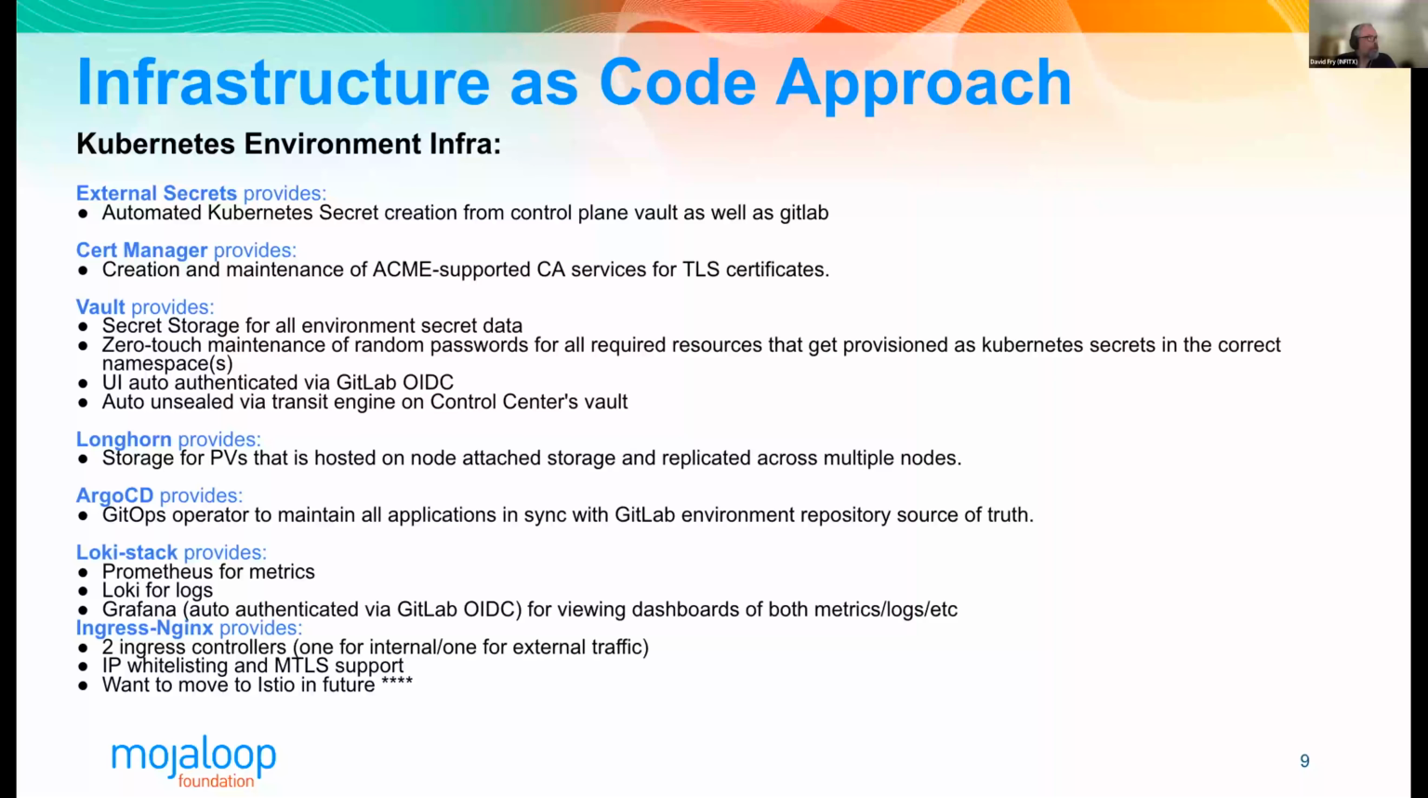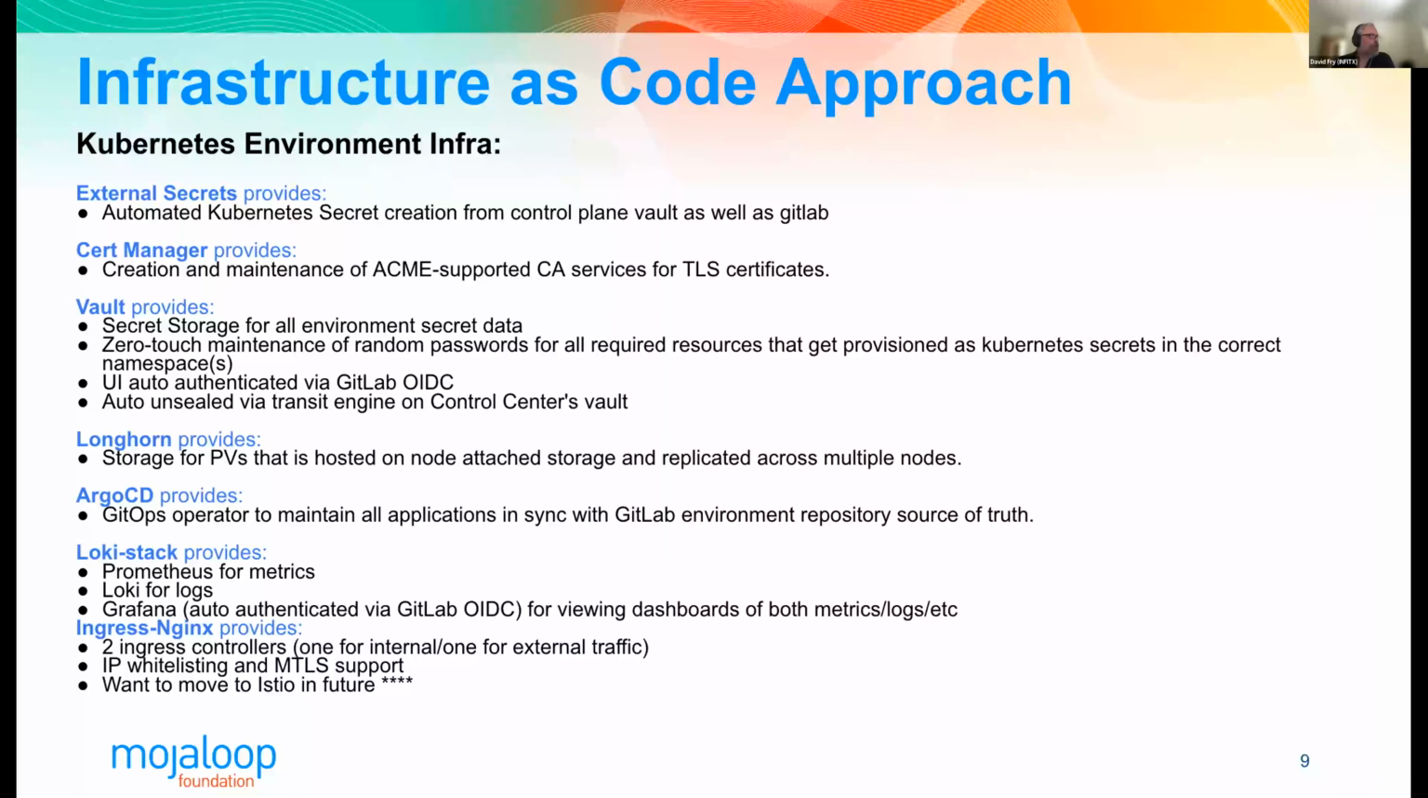The UI for Vault is auto set up for authentication via OIDC back into GitLab, which is another feature of GitLab, which is very nice. And then I also mentioned earlier the auto unseal via Transit Engine on the Control Center's Vault. So that's how we're able to remove all cloud-specific key management service dependencies. Anyway, I'm going to leave it at that.